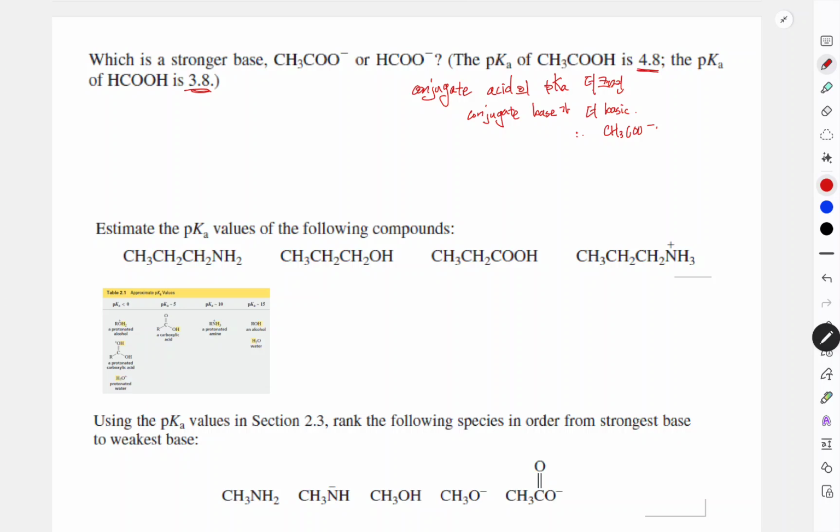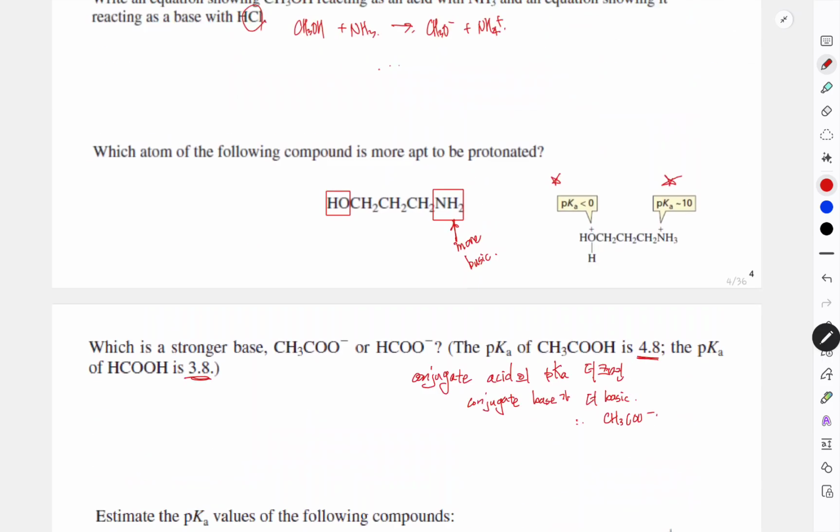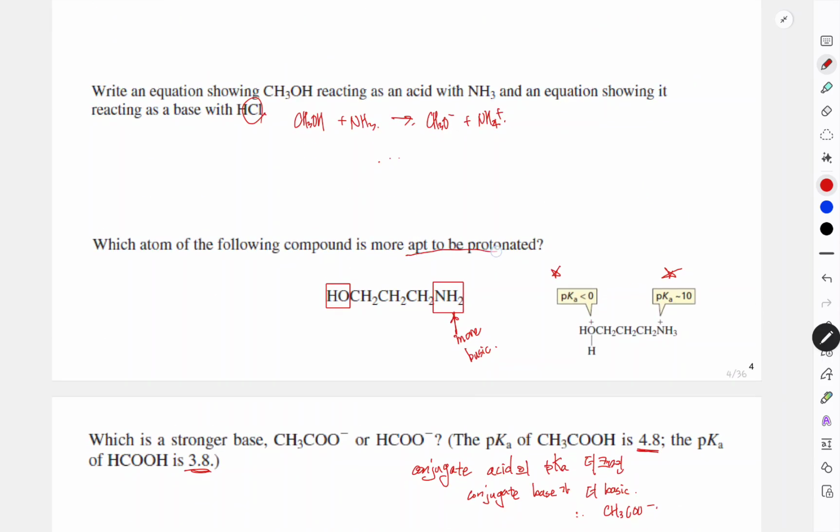이 문제의 경우에 지금 프로토네이티드 아민, 아까 테이블에서 외워두시면 좋다고 말씀드렸죠. conjugate acid NH3 플러스 사이트의 pKa가 10 정도 되니까 사실 되게 약한 산이라고 저희가 이야기할 수 있죠. 그 짝산이 아주 안정하고 약한 산이기 때문에 짝 염기 NH2 모이어티는 아주 베이직하겠죠. So more apt to be protonated 된다.